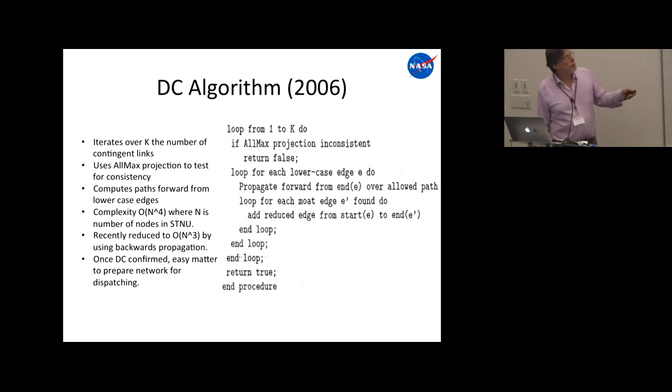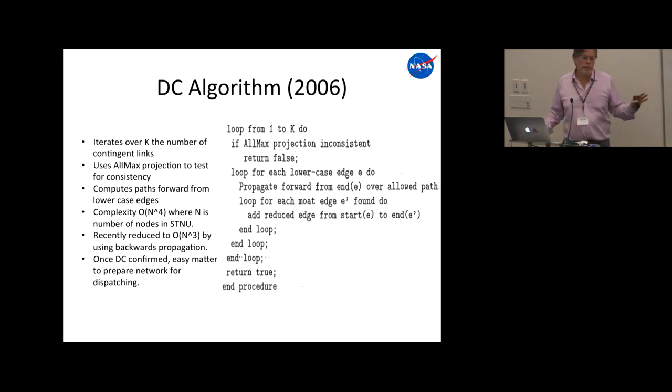here's the algorithm. Here's the dispatchable, the dynamic controllability algorithm. Here's where the projection comes in. It turns out that you can just test for whether the all max projection is consistent or not. If it's not consistent, then the whole network is not dynamically controllable. So that's the test for failure in terms of dynamic controllability, using those rules.